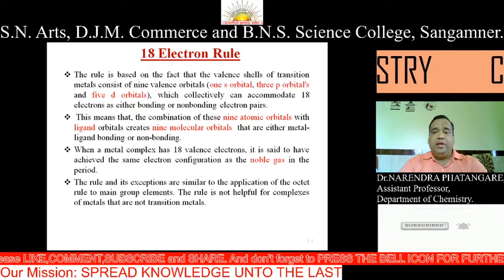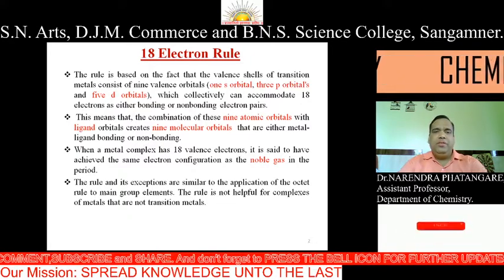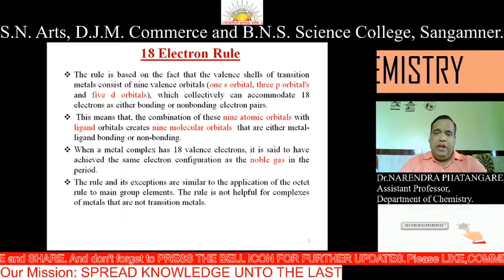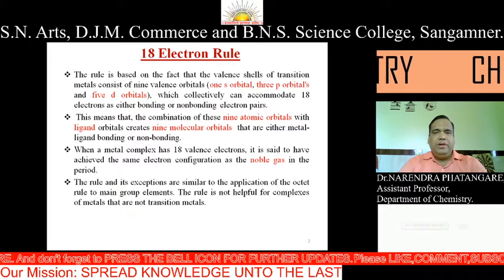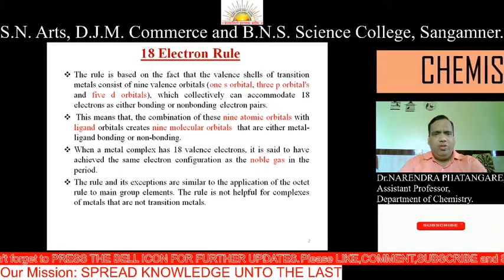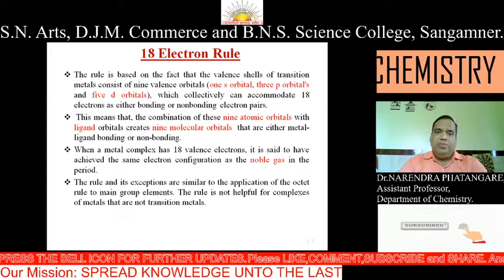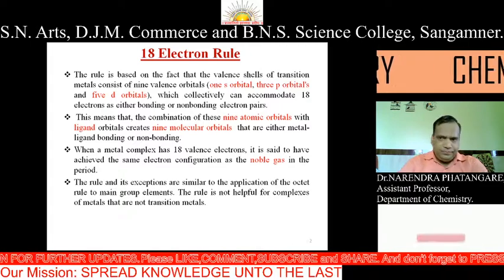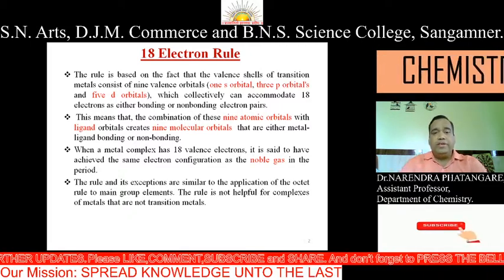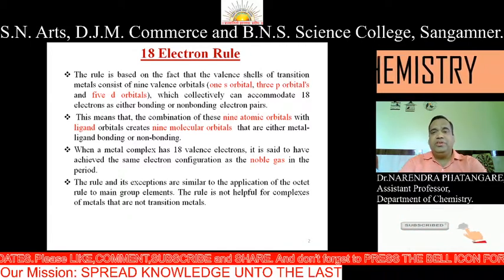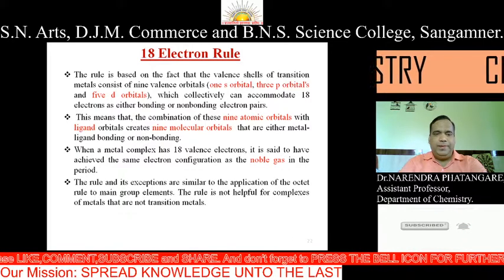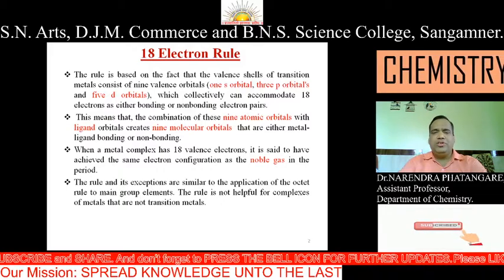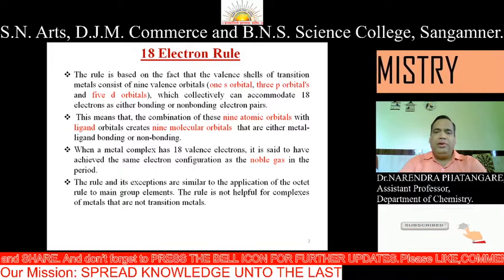This means that the combination of 9 atomic orbitals with ligand orbitals creates 9 molecular orbitals that are either metal-ligand bonding or non-bonding. When a metal complex has 18 electrons, it is said to have achieved the same electron configuration as the noble gas in the period. The rule and its exceptions are similar to the application of the octet rule in the main group elements.